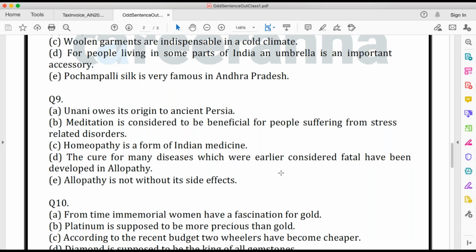Yes, Kushi, please ask your doubt. Meditation is a treatment, but it is not a medicinal treatment. All of the sentences are talking about medicinal treatments. And meditation is not necessarily a treatment, but all of the sentences they are talking about medicinal treatments. E is talking about allopathy. Allopathy is a form of a medication. D and E. Otherwise, you cannot mark just one or one of D or E.